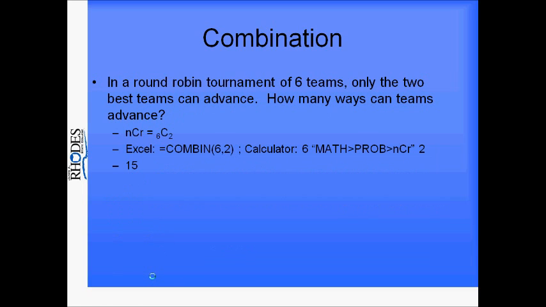Alright, next, in a round robin tournament of 6 teams, only the 2 best teams can advance. So those 2 best teams are equal. The order of those 2 doesn't really matter. You just got to get to that point where you can advance. So how many different ways can the teams advance? It would just be 6 because of the 6 teams, C2 because there's only 2 that can advance, and that should come up to 15 different ways.